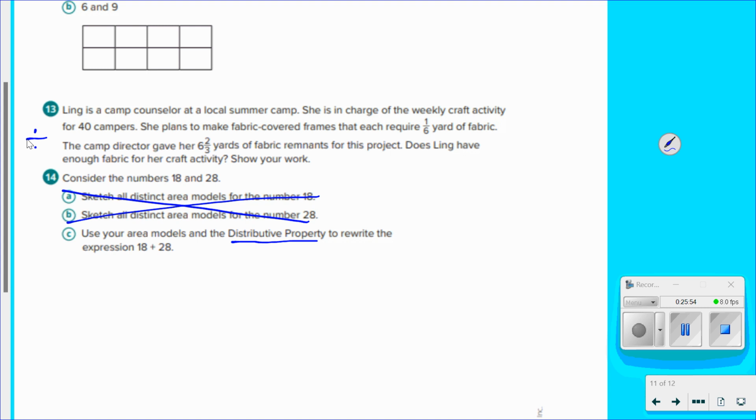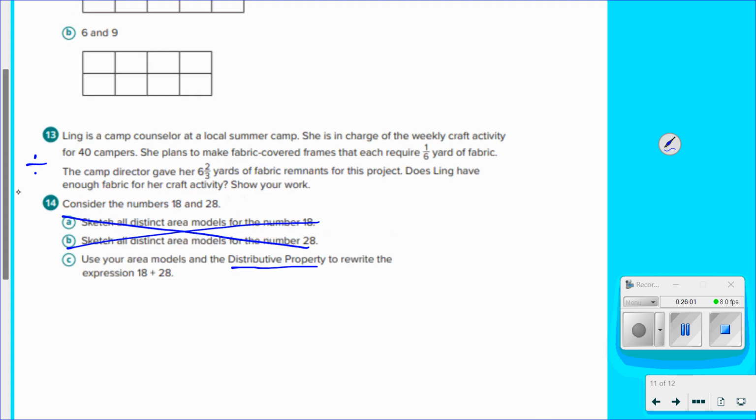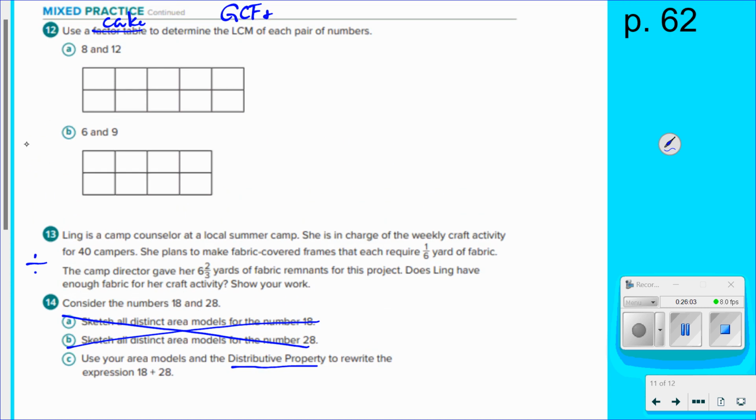Questions on your homework? Sawyer. For which one? GCF. I crossed out the factor tables and made it cake. If you do the cake, you need GCF and LCM. Okay, guys, should be relatively easy. Don't forget your quiz on Monday.